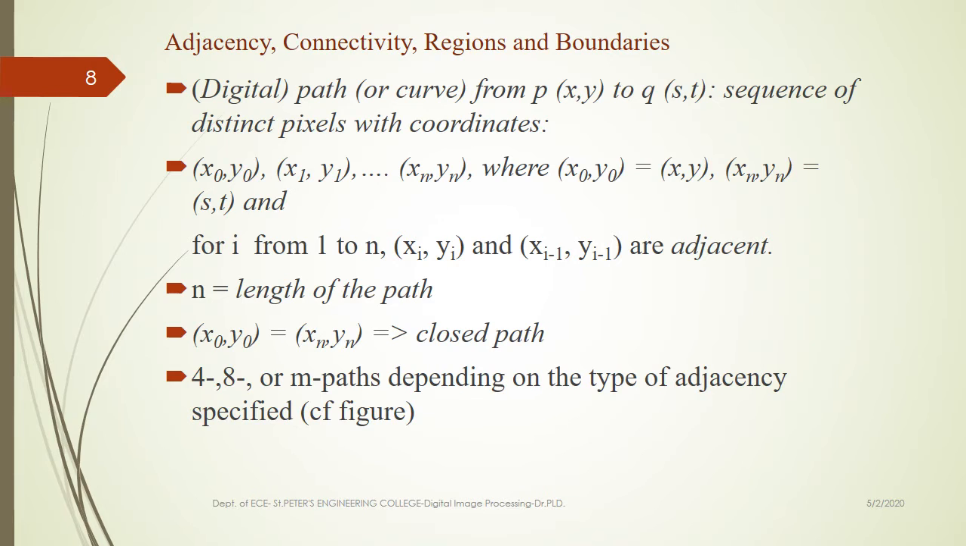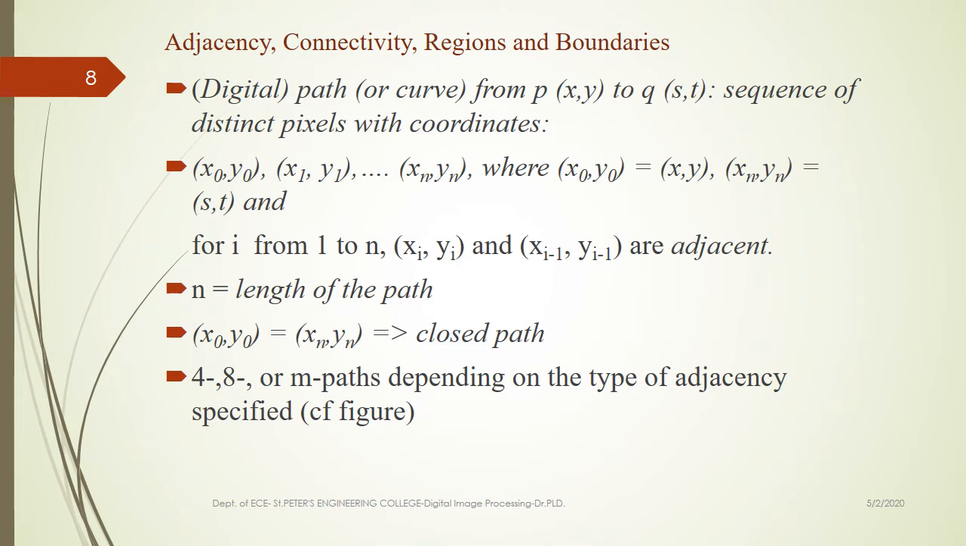Then for i from 1 to n, that means as i varies from 1 to n, xi, yi and xi minus 1, yi minus 1 are adjacent. So xi minus 1, yi minus 1 is the location before the pixel xi, yi, the adjacent pixel in the previous column. So n is the length of the path.